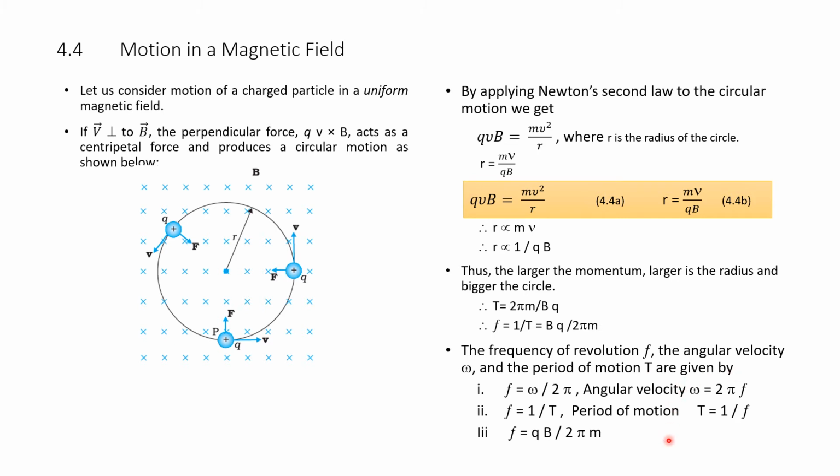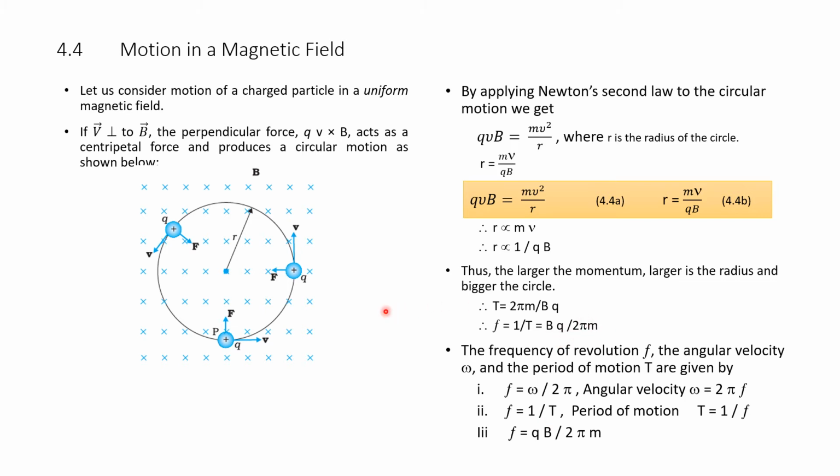These are given by three different equations. The frequency of revolution is equal to omega over 2 pi, where omega is the angular velocity, given by omega is equal to 2 pi f. f is equal to 1 over T, the reciprocal of the period of motion. Therefore, the period of motion is T is equal to 1 over f. The third equation is f is equal to qB over 2 pi m. These are the three equations.